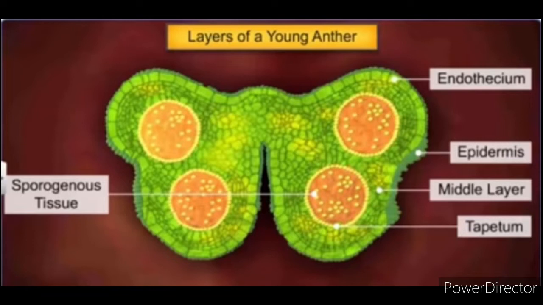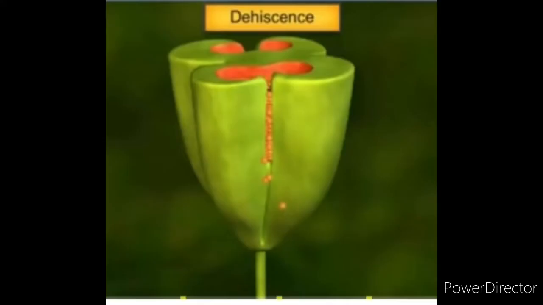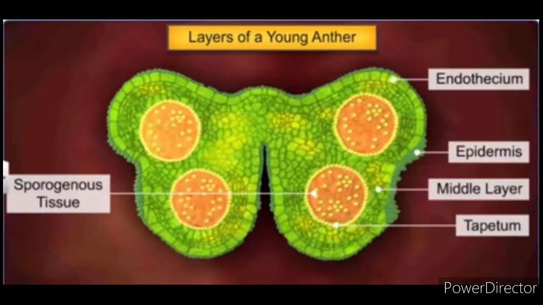Now, what are the functions of endothecium? Endothecium provides protection to the pollen grains. Second, these cells are hygroscopic. When they lose water, they contract and cause dehiscence of the anther for the release of pollen grains. Next, the third layer is called the middle layer. These are 2 to 3 layers of cells present between the endothecium and tapetum. They store food materials. Now the last layer is called tapetum.